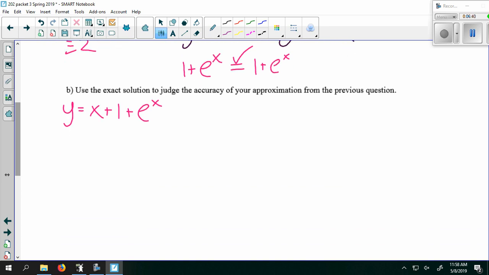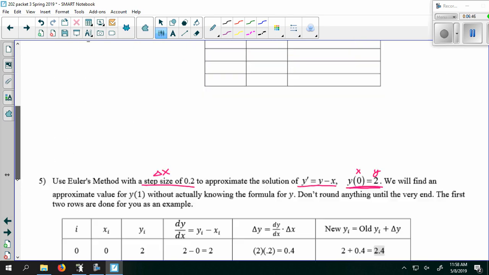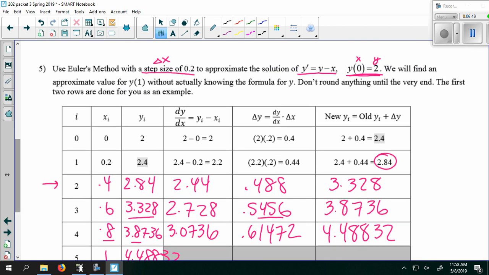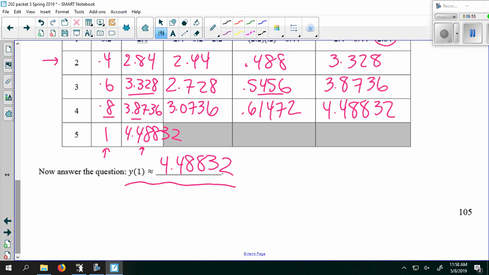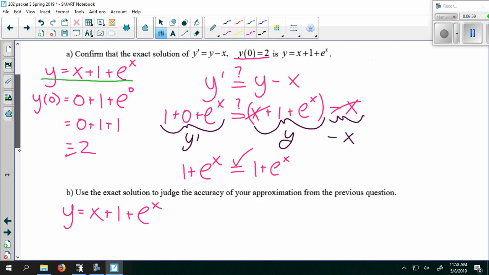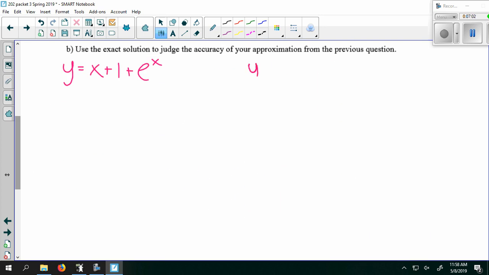Okay, so I want to use this to judge the accuracy of my approximation from the previous problem. So in the previous problem, we were using this differential equation with this initial condition, and we're estimating that y of 1 is approximately 4.48832. So Euler's method suggests that y of 1 is approximately 4.48832. But now I have a formula for y, so I can be more accurate.